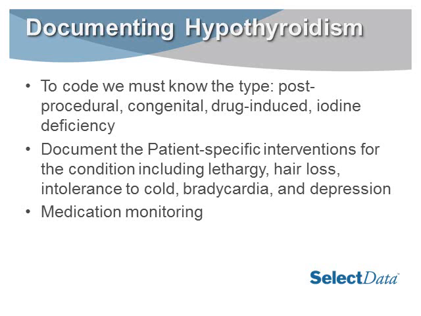Now for hypothyroidism, this is a diagnosis we see quite frequently. However, we very rarely see interventions in the plan of care. It's probably one of our most omitted diagnoses. To code hypothyroidism, we must now know the type, whether it's post-procedural, congenital, drug-induced, or due to an iodine deficiency, and you must document patient-specific interventions for the condition. You must note if the patient has lethargy, hair loss, intolerance to cold, bradycardia, and depression, how you're monitoring for those signs and symptoms, as well as doing medication monitoring.